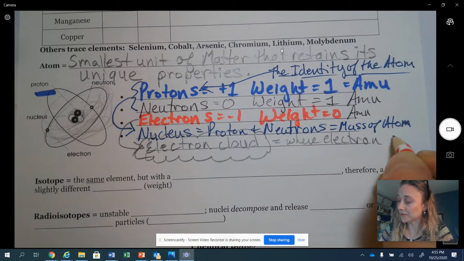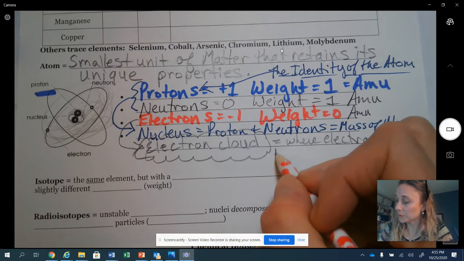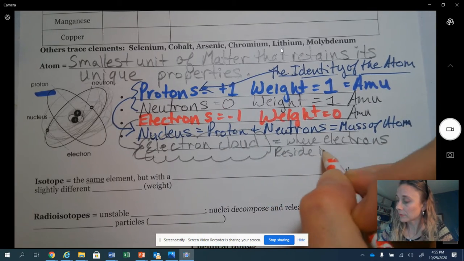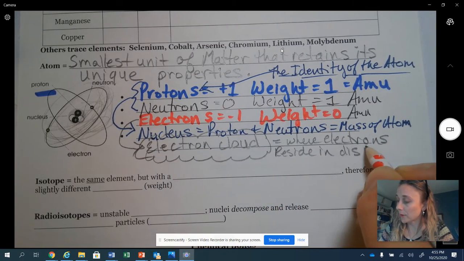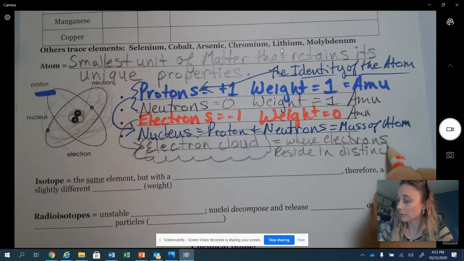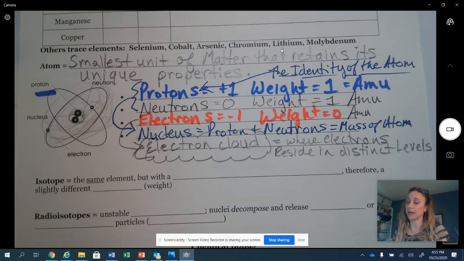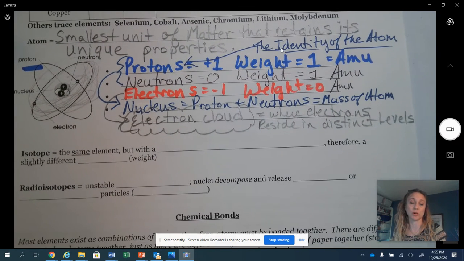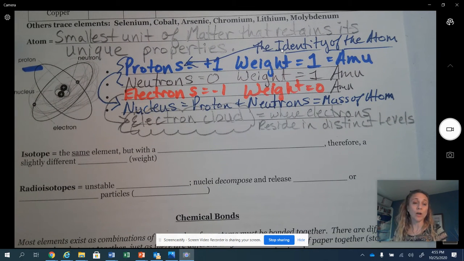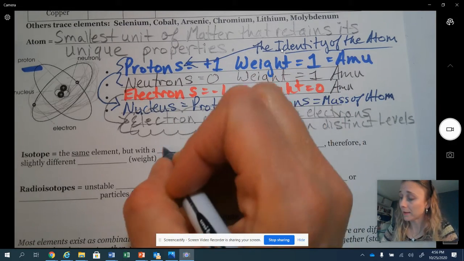But they are in distinct levels depending on their energy and depending on how many of them are there and present. So they can be gained or lost, and they're going to change the charge, which we'll talk about a little bit later. Isotopes are the same element, like maybe you have an isotope of oxygen, but it's going to have a different number of neutrons than what's normal, okay?